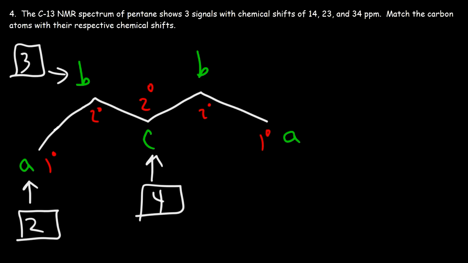Now, since carbon C has the highest score value, it turns out that it has the highest chemical shift, in this case 34. Carbon B has the second highest, which is 23, and carbon A is going to have the lowest. And you could look this up. If you type in the C-13 NMR spectrum of pentane, you do a Google search, and if you look at chemicalbooks.com, they'll have those values. So that's it for this example.